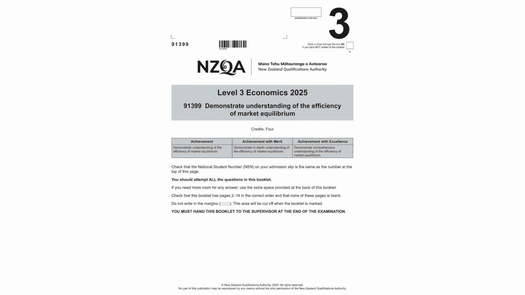Kia ora koutou. Today we're going to look at a past paper for the Market Equilibrium External. This is the NCEA Level 3 External 3.1, Demonstrate Understanding of the Efficiency of Market Equilibrium. This is an exam at the end of the year which is worth 4 credits.